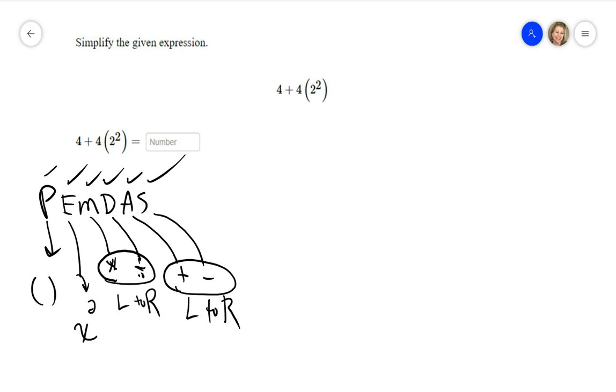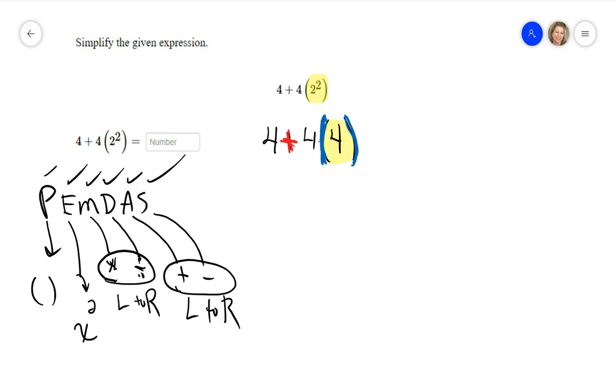Looking at this problem, I have an exponent right here. So the first thing I'm going to do is the exponent. Now, the parentheses are there to show multiplication. So if I go to the parentheses, inside is an exponent. And when I finish what's inside, 2 squared means 2 times 2. I get a 4. Next, I am now looking at 2 operations that are left: addition, right here, and then the multiplication, which is really right here between the 4 and the 4.